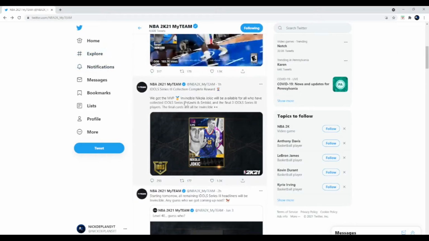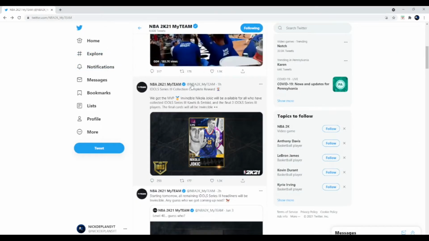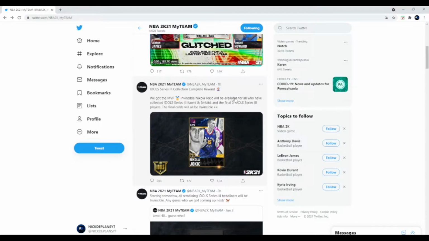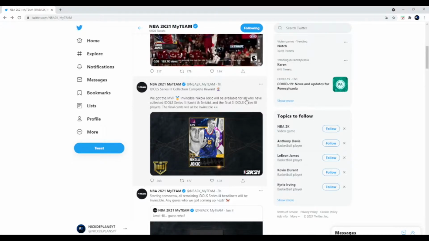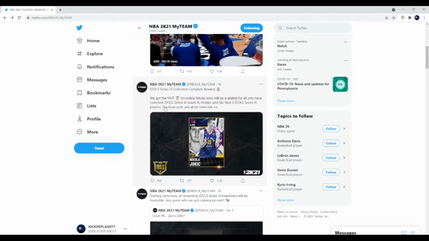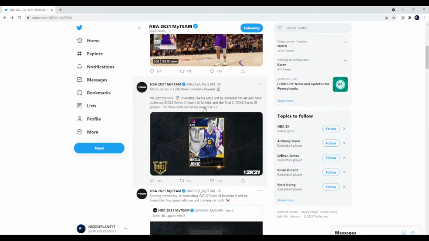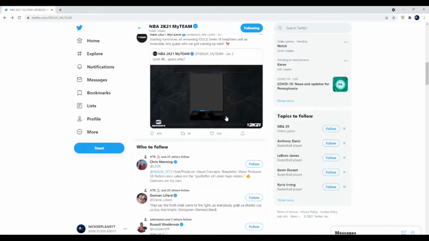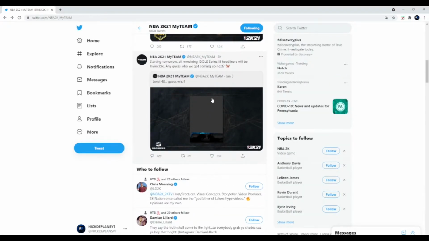So basically, their Twitter here, as you can see, is Idols Series 3 Collection Completion Reward. We got the MVP Invincible Jokic will be available for all who have, all right, for some reason that sounded weird. For all who have collected Idols Series 3, Kawhi and Embiid, and the final three Idols Series 3 players, the final cards will all be Invincible, which is another thing I'm about to go over here.